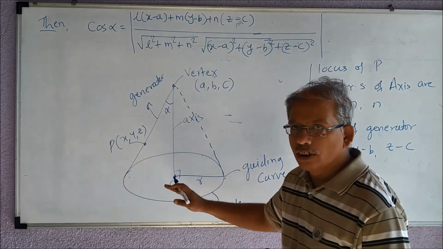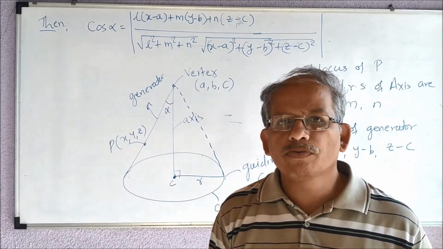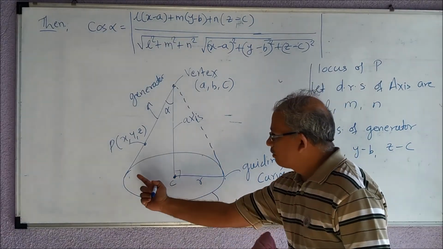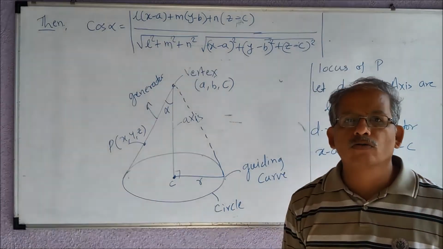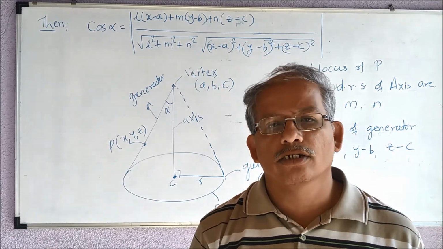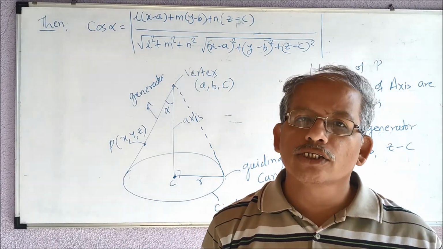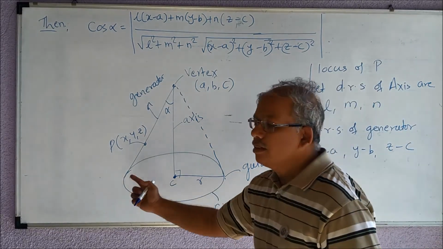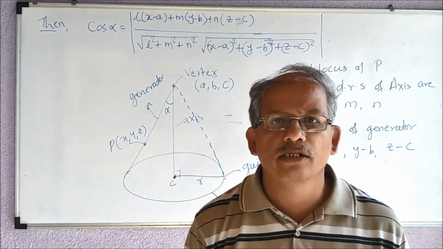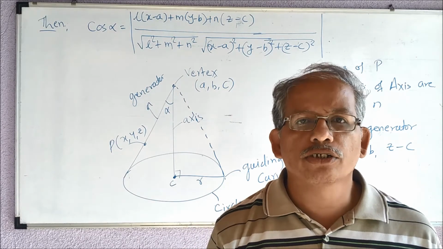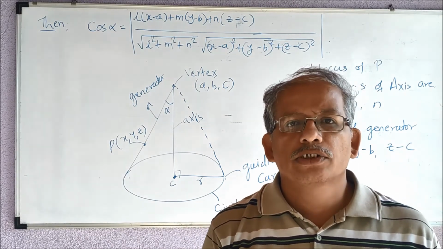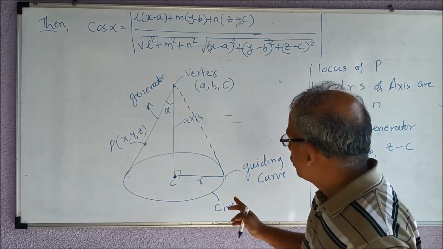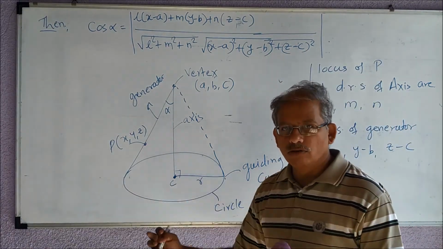See the structure. Now what we are doing is we are taking a right circular cone, so our guiding curve is always a circle. A general cone can be generated where the guiding curve can be something other than a circle. It may be an ellipse, it may be some general curve. But here we are studying only the right circular cone, so the base is always circular.